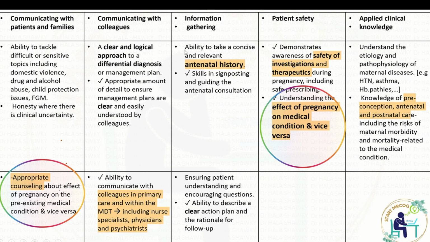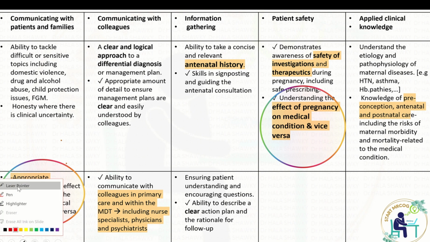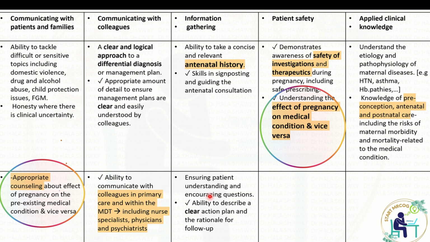In information gathering, you have to take relevant history, which is antenatal history, because this patient is pregnant, whether seeking pregnancy, preconceptional, antenatal, labor, delivery, and it is the obstetric history. Your plan should be clear.